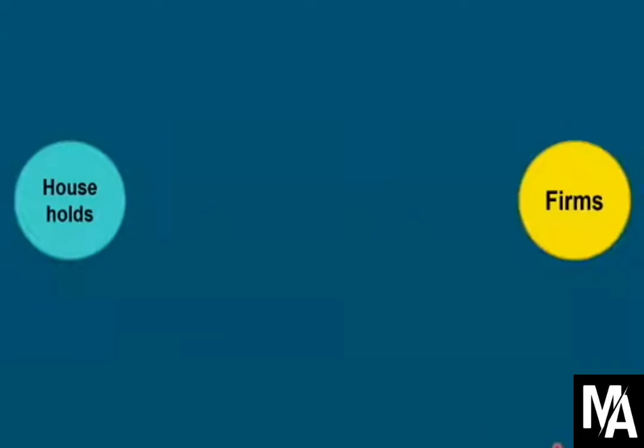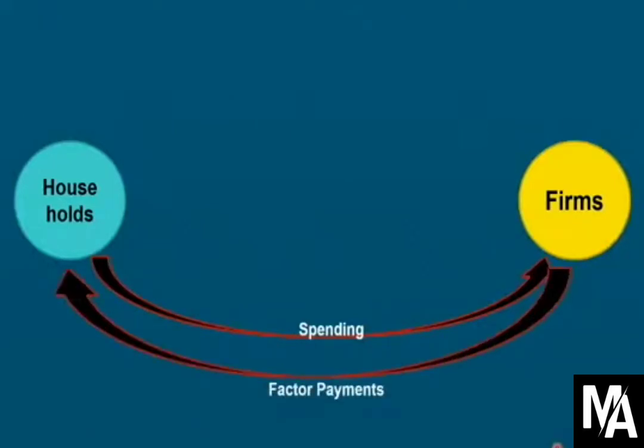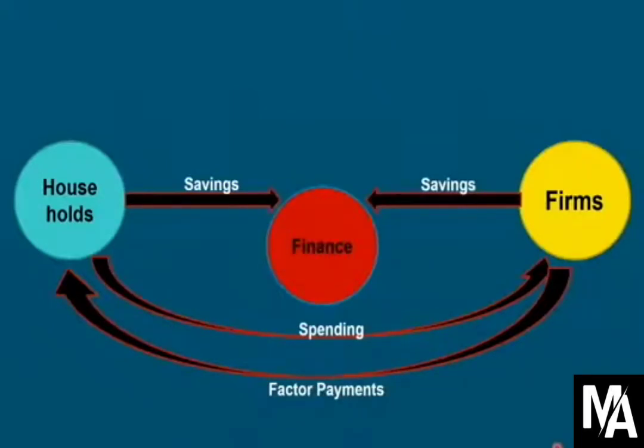So let me explain only the money flow, because if I use the real flow or the flow of goods and services, the entire example is going to be much more confusing. So let's see, we have two sectors, that is households and firms, and the households spend on whatever goods and services they have purchased from firms. In the same way, firms also make factor payments to households for using up their raw materials. Now both of them will have savings, because whatever extra they have, they will save in something called the financial sector, for example a bank or a cooperative society.